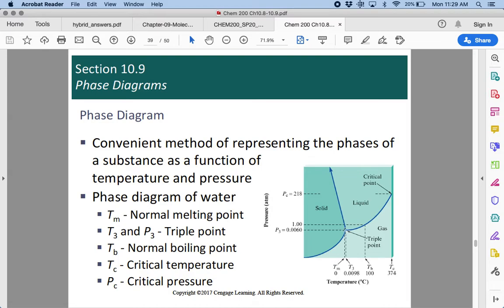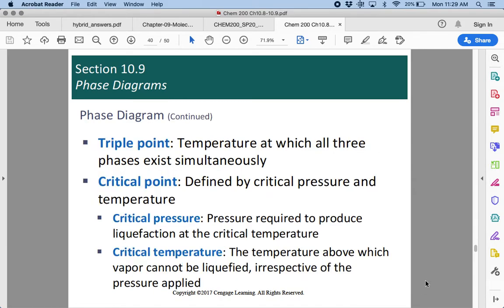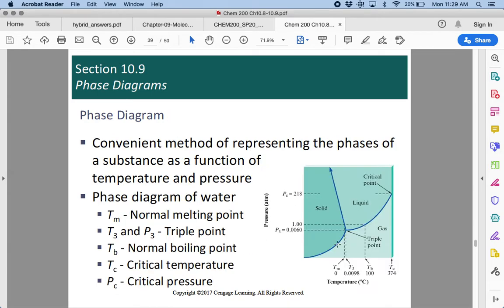A couple points that we want to call out. We have the normal melting point, we have the triple point, we have the normal boiling point, we have the critical temperature, and we have the critical pressure up here. So we're going to talk about these different points. The triple point is the temperature at which all three phases exist simultaneously. So right at this sweet spot right here, technically all three phases exist.